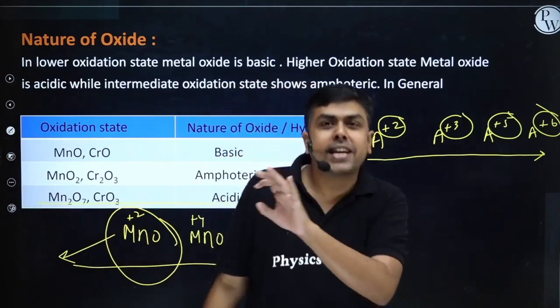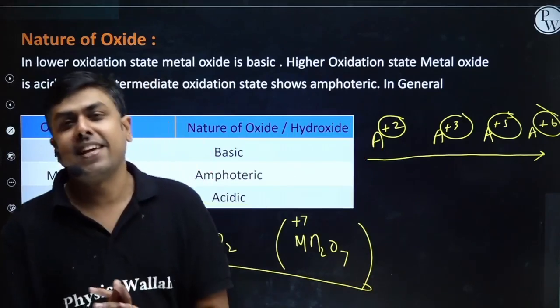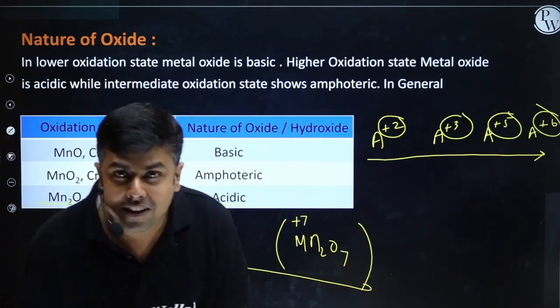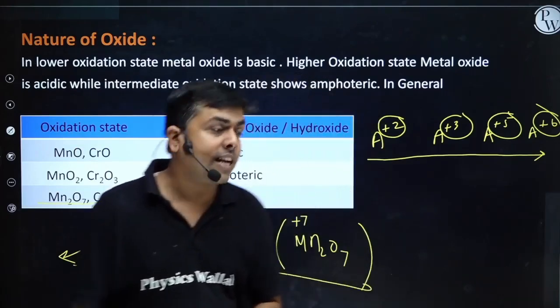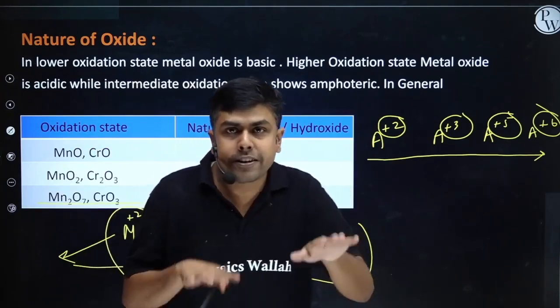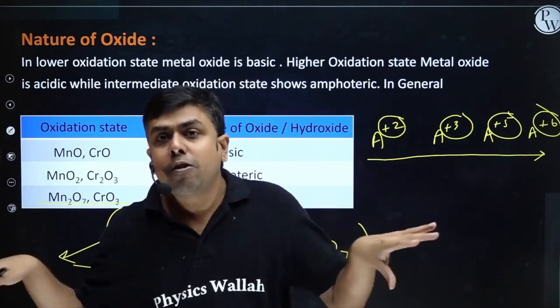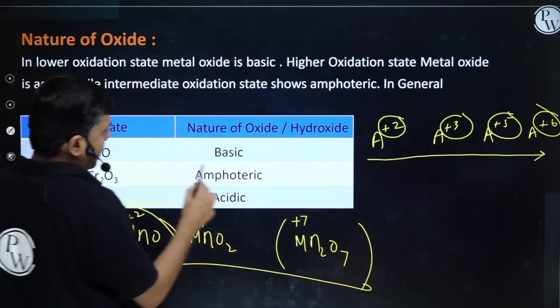And if ionic character is more, obviously the oxide will be basic in nature. So if oxidation state is less, the oxide will be basic. If oxidation state is highest, then the oxide will be acidic. And if it's in between, intermediate oxidation state, in that case, it will be amphoteric.